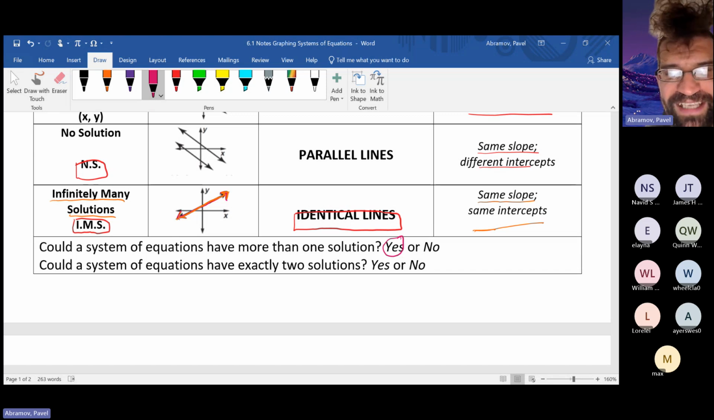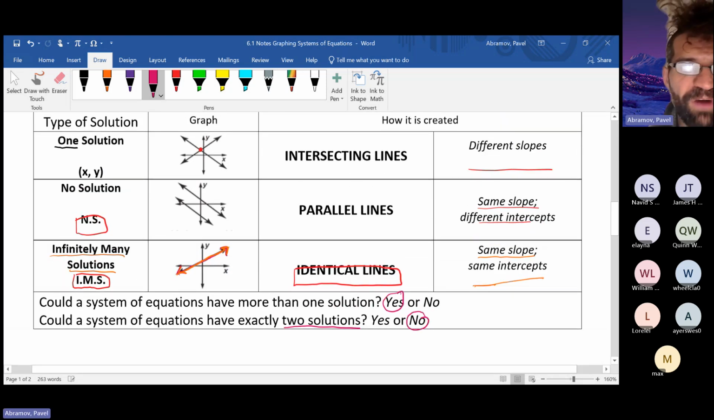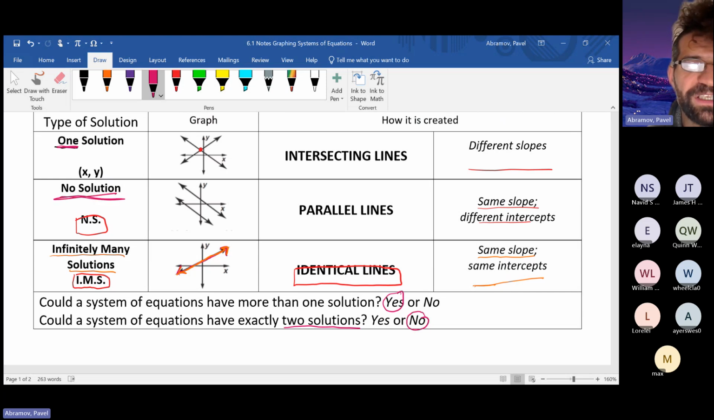However, can you have exactly two solutions? And now here, the answer is no. The only options that we have are, you have either one solution, no solutions, or infinitely many solutions. There are no other options.